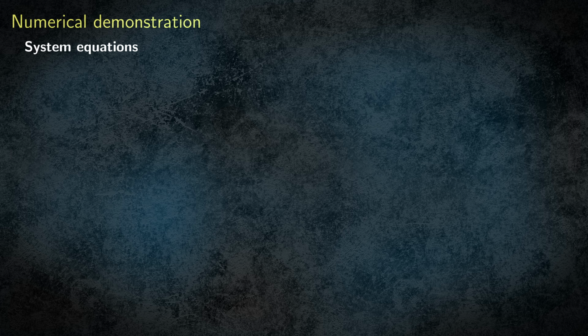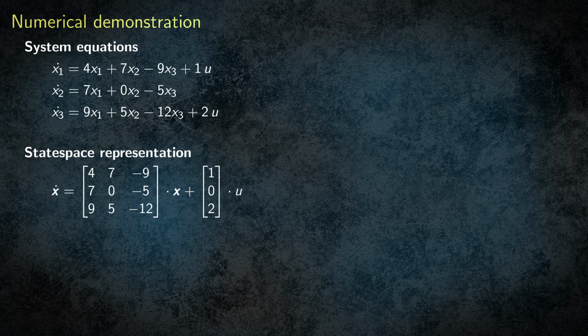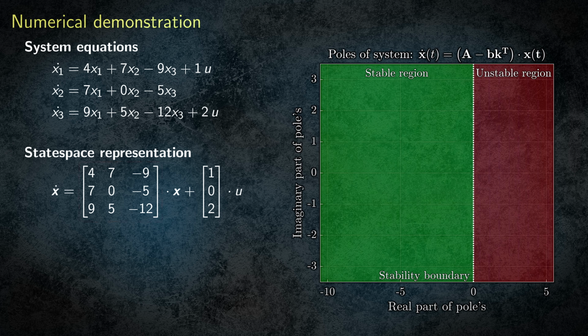The system we use here is not a specific physical machine, but a simplified model chosen to illustrate the concept clearly. We can now rewrite them to achieve our state space form of the system. From this representation, we can compute the poles of the uncontrolled system, that is, the eigenvalues of the matrix A. They are located at the following positions in the complex plane. We have a complex pair at -5 plus/minus 2i and one at +2.